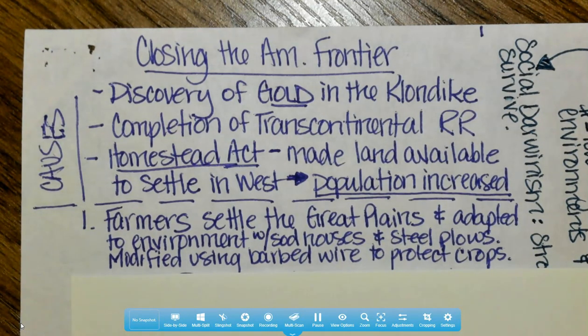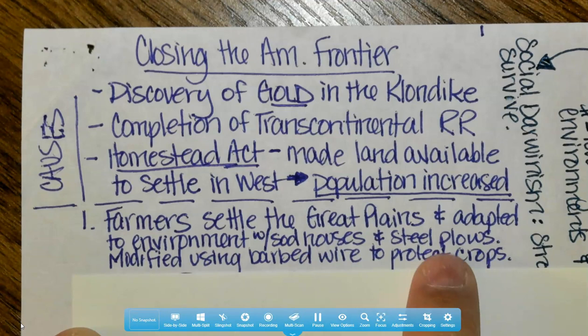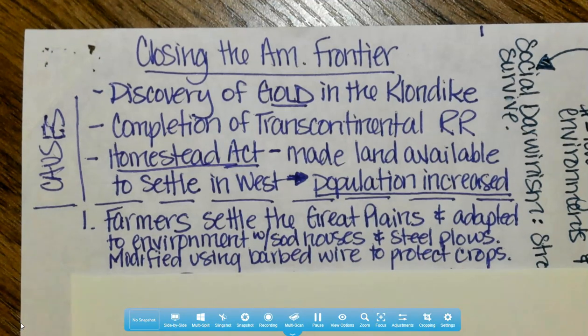So these farmers that are going to move to the Great Plains adapted to the environment by building sod houses. They're literally houses made of dirt and mud, and you wait for it to dry. And they used steel plows. But then they modified the environment using barbed wire. Why did they need barbed wire?